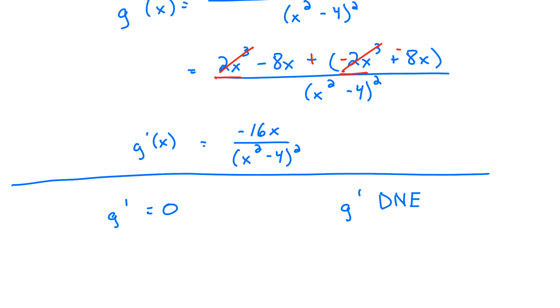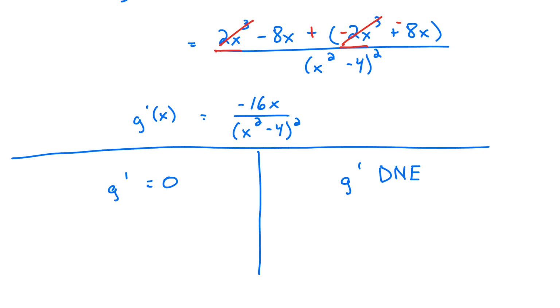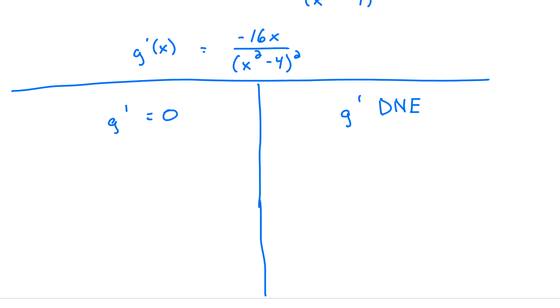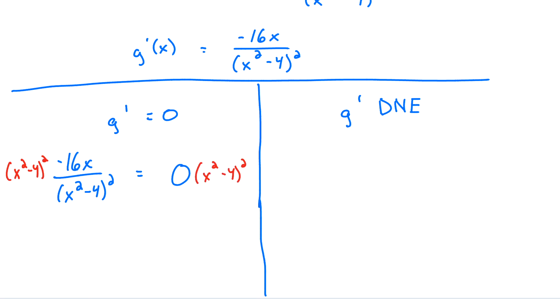If I think about places where the derivative is equal to 0, we'll start on this left-hand side here. I'm just going to take my function that I found and set it equal to 0. So negative 16x divided by x squared minus 4 quantity squared is equal to 0. I'm going to multiply both sides by my denominator, x squared minus 4 quantity squared. On the left-hand side, those two should cancel, leaving me with just negative 16x. And on the right-hand side, 0 times anything should just be 0. So negative 16x equals 0. We'll divide by negative 16, and I end up with x equals 0. So this is a potential critical number.